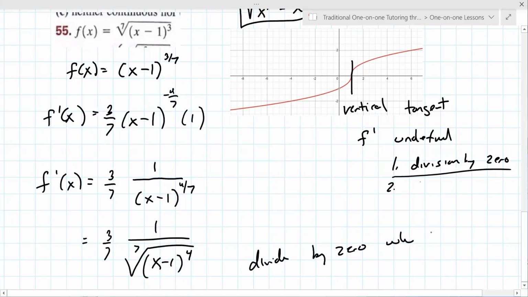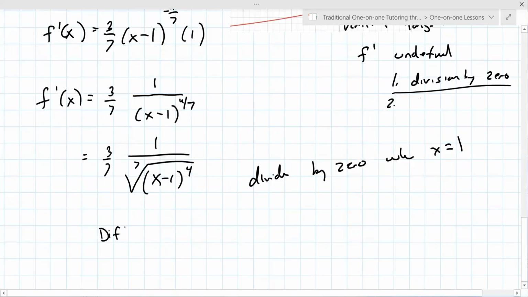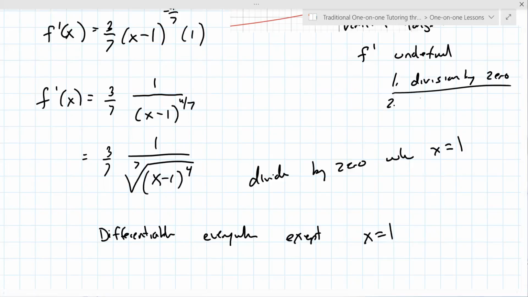So you divide by 0 when x equals 1. So the conclusion is it's differentiable everywhere except x equals 1. Okay, that's part A.